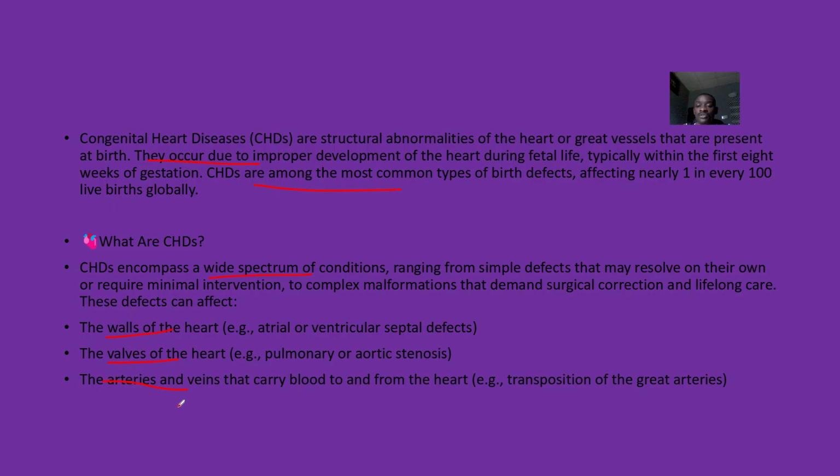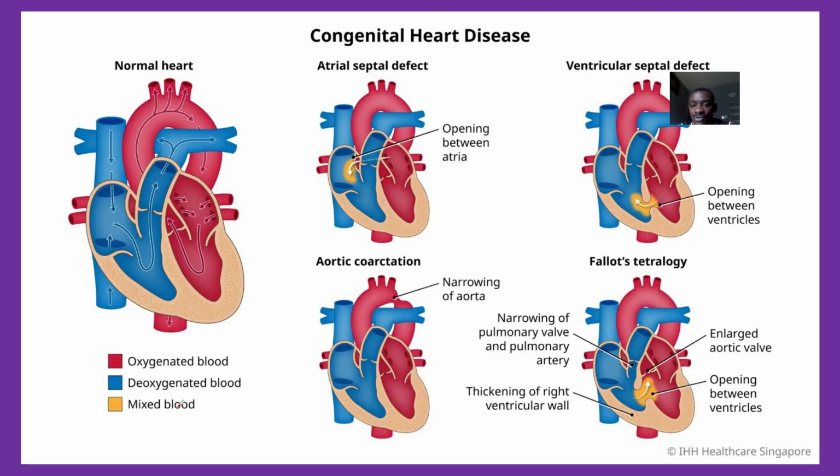Okay, so this is just an introduction, and you can pause at this picture. It looks much clearer. Look at the Atrial Septal Defect, where there's an opening between the atria. A Ventricular Septal Defect, where there's an opening between the ventricles. Coarctation of the aorta, where there's a narrowing of the aorta. Then tetralogy of Fallot, where you have about 4 abnormalities.